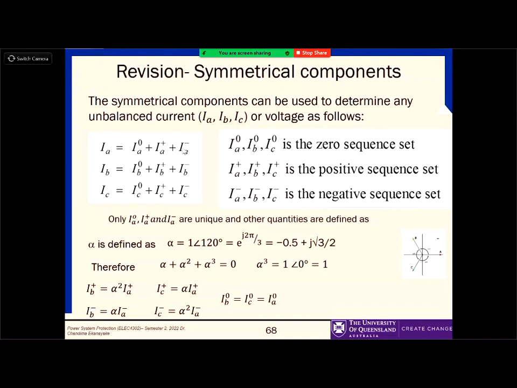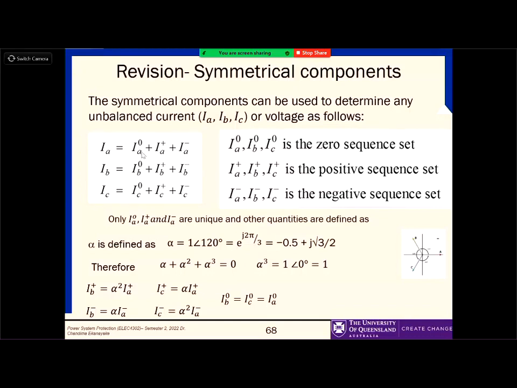Sometimes you will see slightly different notations used, but this is the most common one to identify what the phase is and what symmetrical component we are referring to. And when you are looking at the B phase, again it is the same equation, but you need to use the relevant quantities for the B phase. So B phase zero sequence, B phase positive sequence, and B phase negative sequence.